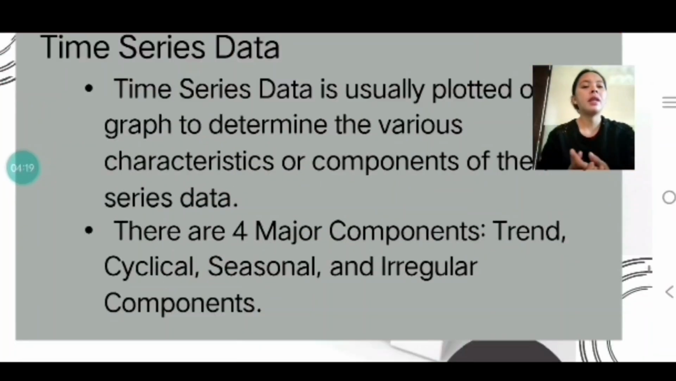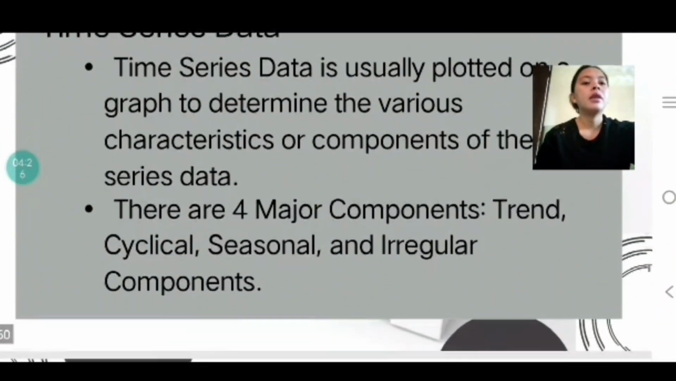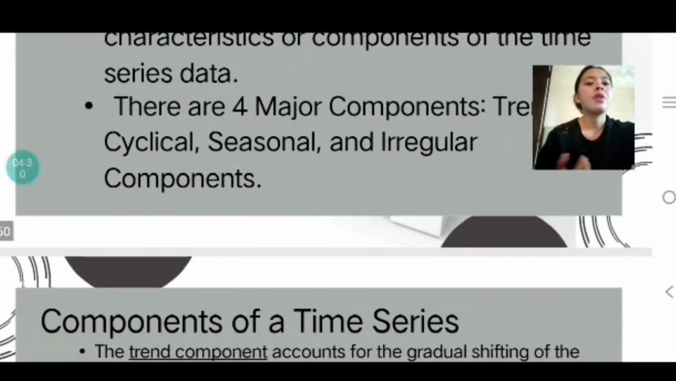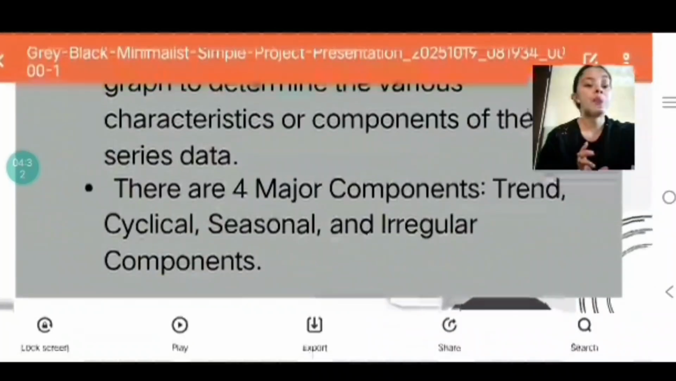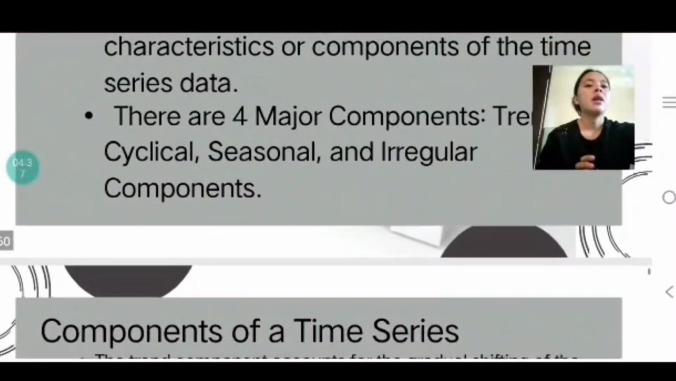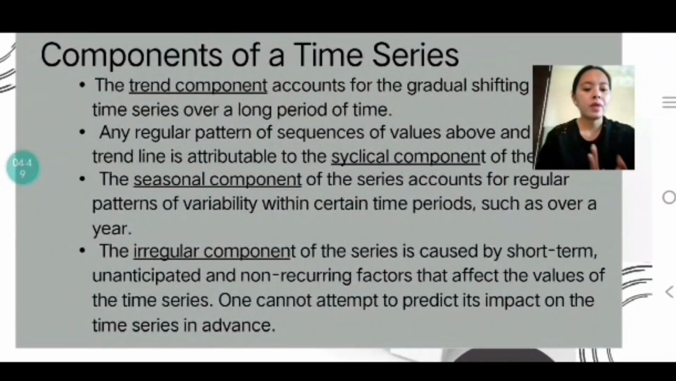Sa time series data, it's usually plotted on a graph to determine the various characteristics or components of the time series data. There are four major components: trend, cyclical, seasonal, and regular components. So the trend refers to the long-term underlying directions or general tendency of the data.